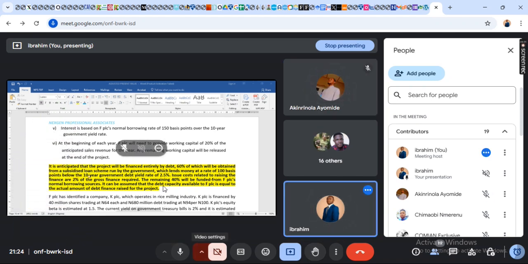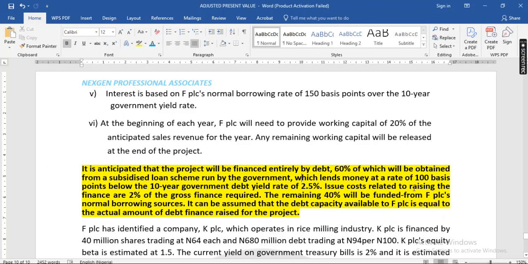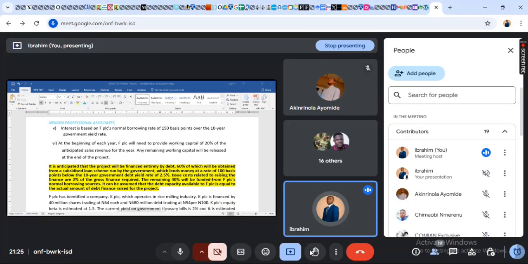Okay. Now, issue costs related to raising the finance are 2% of the gross finance required. What is the gross finance required? The gross finance required is that it will be financed entirely by debt. The issue cost will be on debt, right? And they said issue costs related to raising the finance are 2% of the gross finance required.